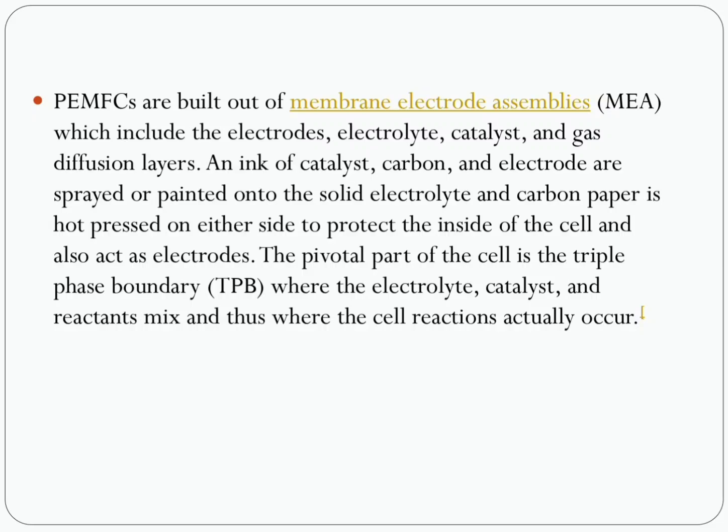PEM fuel cells are built out of membrane electrode assemblies, which include the electrodes, electrolyte, catalyst, and gas diffusion layers. An ink of catalyst, carbon, and electrode material is sprayed or painted onto the solid electrolyte, and carbon paper is hot pressed on either side to protect the inside of the cell and also act as electrodes.